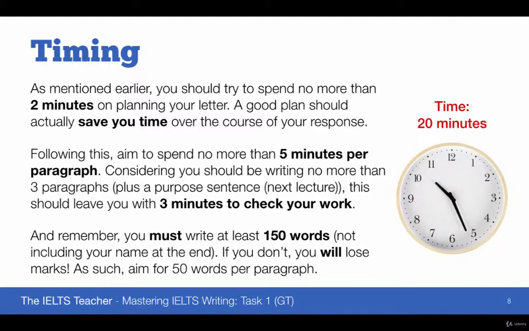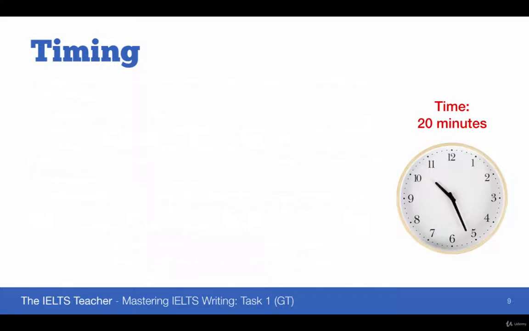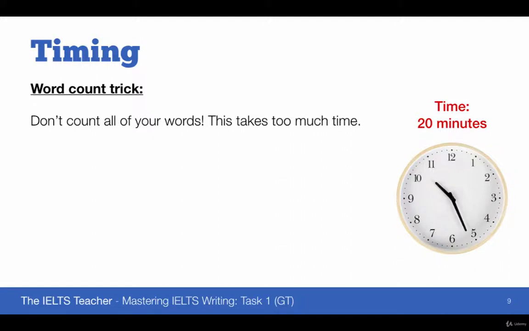In general, you should maybe aim for about 175 altogether, but as we looked at in the previous lecture, sometimes that can go a bit over, and that's okay, but just make sure that it is not too short, as you will lose marks for not addressing all of the task requirements. A good trick though, in terms of the word count and not wasting your time, don't count all of your words. This takes too much time. This goes for task 2 as well, which is actually even longer, so even more important.